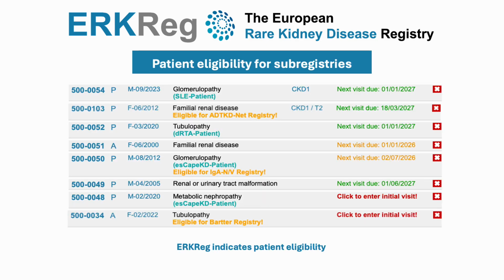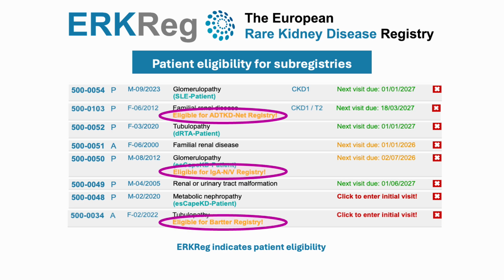ERKReg also helps you identify patients who may be eligible for participation in a subregistry. In the patient overview, the system indicates potential eligibility based on the patient's diagnosis and available subregistries. This is intended to help centers identify patients who could contribute to one of the subregistries. Eligibility shown by the system should, however, always be considered together with the specific inclusion criteria and participation requirements of the respective subregistry.